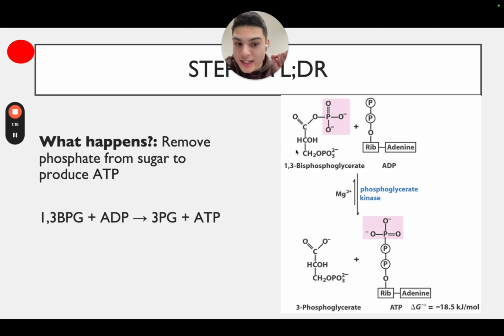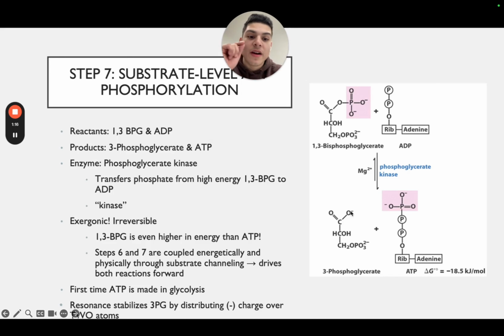And remember, this is where we're first going to generate our usable substrate level ATP, substrate level phosphorylation to form our ATP. This step is very exergonic because 1,3-BPG is even higher in energy than ATP, and that's because we have this double phosphate repulsion. So this phosphate group just wants to leave automatically, so it's going to drive this reaction towards the products.